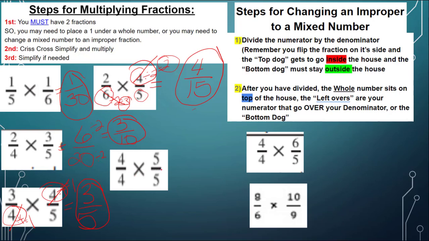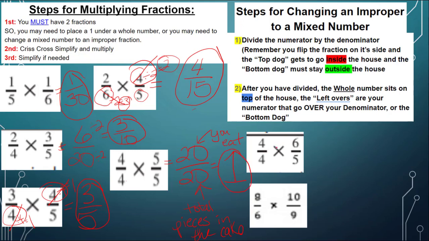Okay, let's look at our next one. We already have two fractions, so let's see if we can crisscross simplify. 4 and 5, 4 and 5. We can't, so we can go ahead and multiply. 4 times 5 is 20. 4 times 5 is 20. Okay, so when we have 20 over 20, we are getting to eat 20 pieces, and there are 20 total pieces in the cake. So that means I'm getting to eat one whole cake.